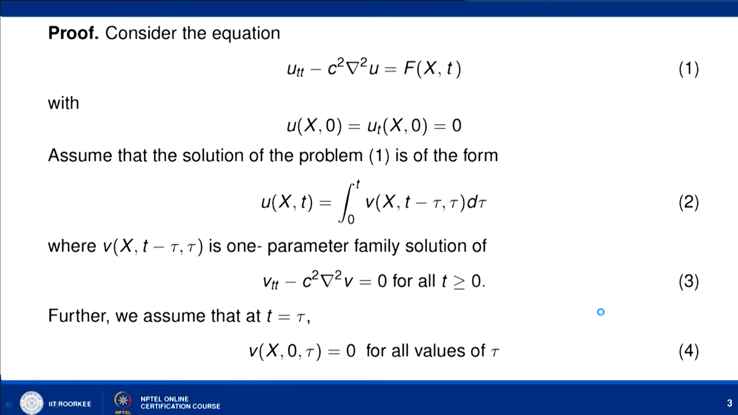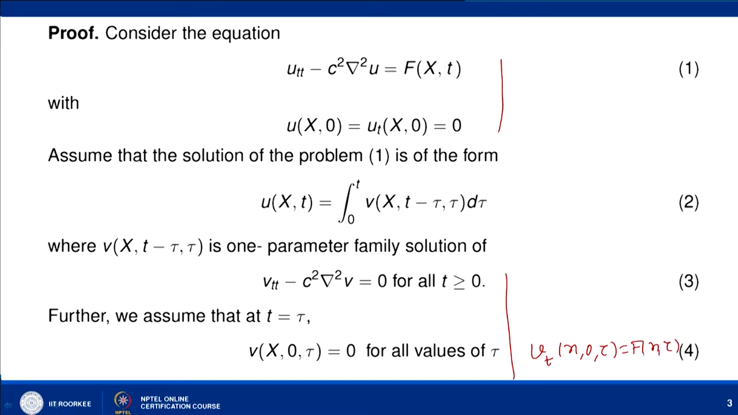So let us consider the equation u_tt minus c square del square u equal to f(x, t) with u(x, 0) equal to u_t(x, 0) equal to 0. So here we have a non-homogeneous equation with homogeneous initial conditions given, and assume that the solution of the problem is of the form u(x, t) equal to the integral from 0 to t of v(x, t minus tau, tau) d tau, where v(x, t minus tau, tau) is a one parameter family of solutions of v_tt minus c square del square v equal to 0 for all t greater than or equal to 0, and at t equal to tau, v(x, 0, tau) equal to 0 for all values of tau, and v_t(x, 0, tau) is given as f of x, tau.